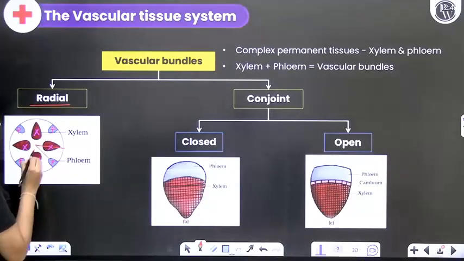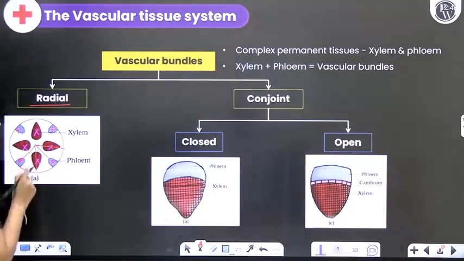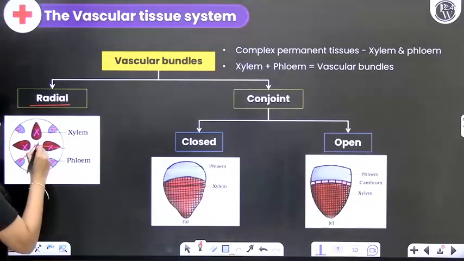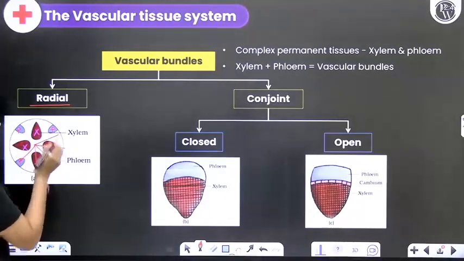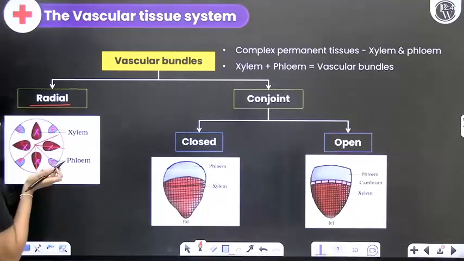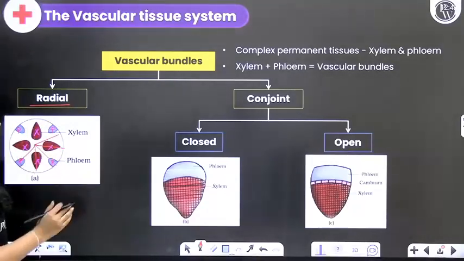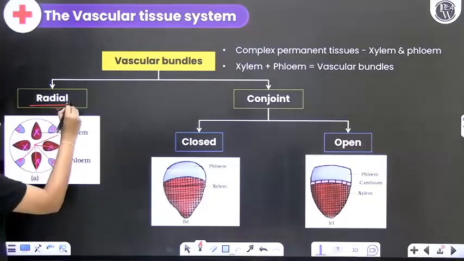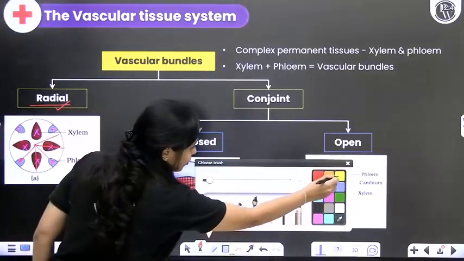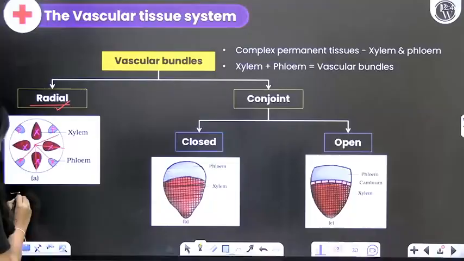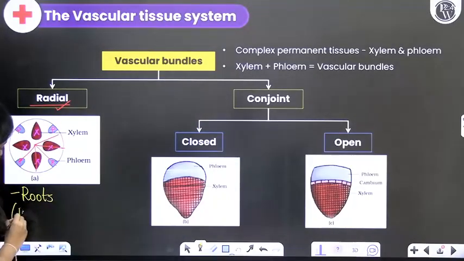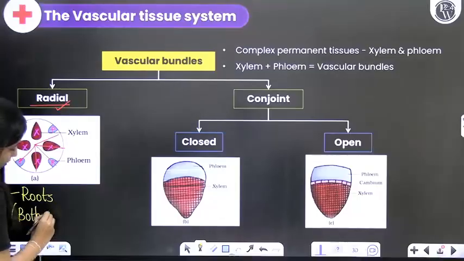This radius, you have phloem. This radius, you have xylem, you have phloem. It's alternating, but it's not present in the same radius. Draw a radius anywhere and you do not find both xylem and phloem there. Either you find xylem or you find phloem. And xylem and phloem will always alternate with each other in radial vascular bundles. Where can you find radial vascular bundles? You can find them in roots, both dicot and monocot.